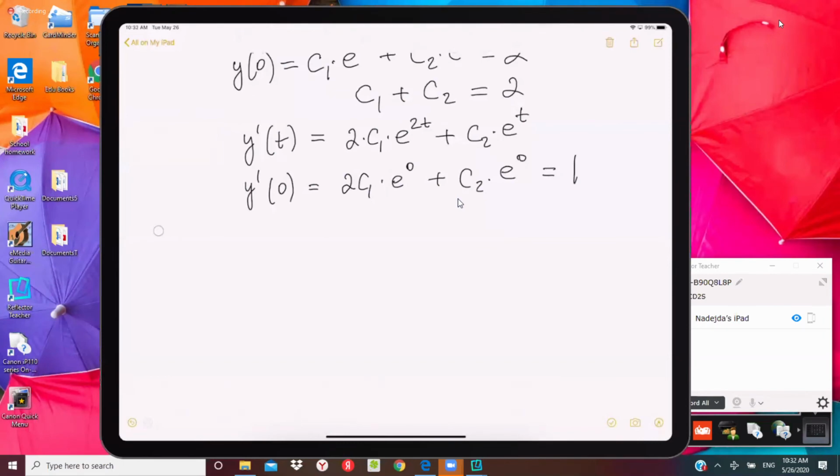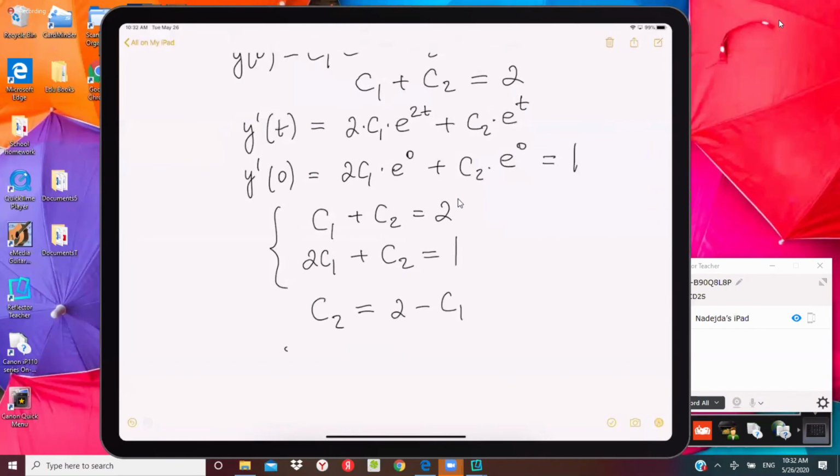So yes, we have a system of two equations. This is the first equation that we obtained earlier. And the second one is 2c sub 1 plus c sub 2 equals 1. So we will solve this for the constants. There are different ways to solve it. You could do elimination, it seems easy to eliminate here, or you can use substitution. I'll use substitution here. So I'm going to say c sub 2 equals 2 minus c sub 1 and substitute into the second.